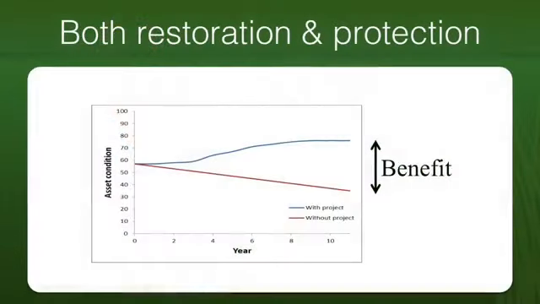Here's another example where the environment is degrading in the absence of the project, but with the project in place, it actually improves. So we've got a combination of protecting this environmental asset and restoring it. So it's a nice example, and in this case, the benefits are much bigger than we've seen in either of the previous two examples. But it's also worth observing that the benefit that we want to recognise as being attributable to the project is only the difference between the with project and without project example.